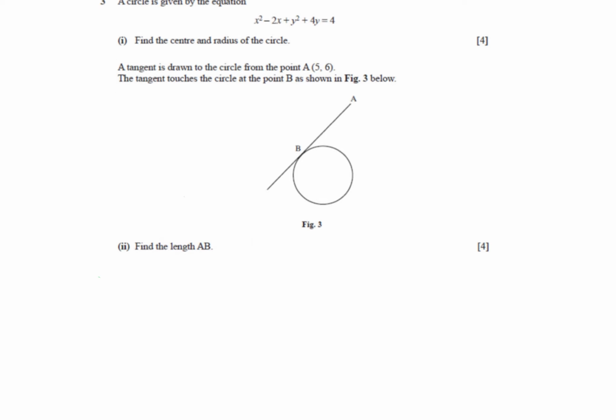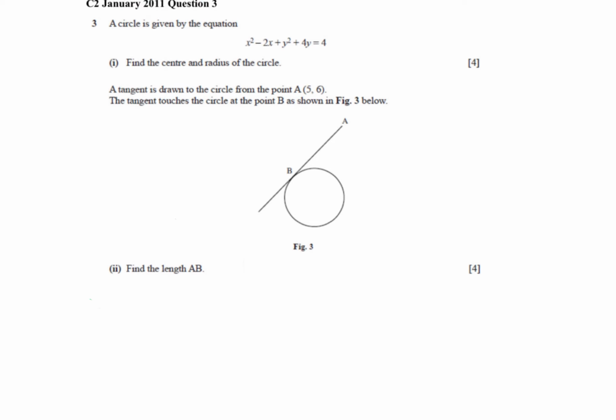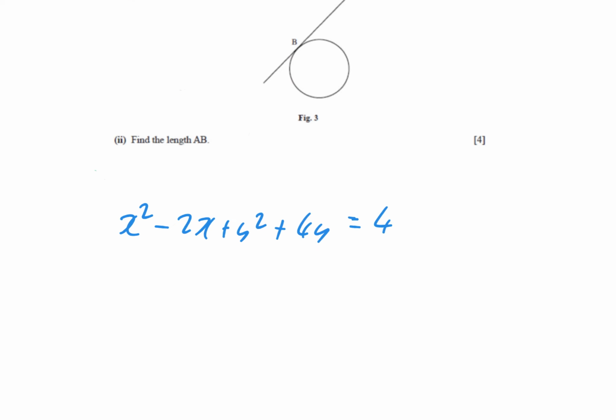So I'm just going to write that formula down. It was x squared minus 2x plus y squared plus 4y is equal to 4. Now there's two ways we can do this. Both ways really involve this thing. Well, the first way we're going to use is by completing the square.